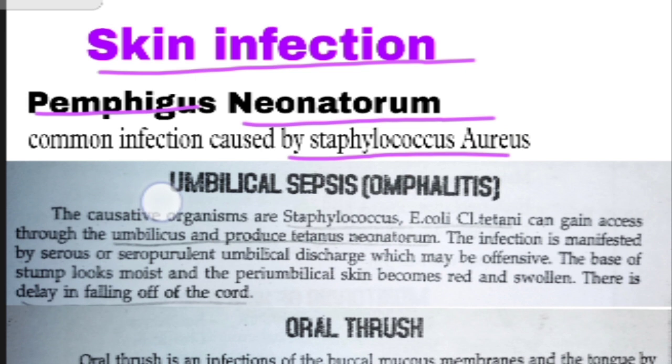Next, umbilical sepsis. This is infection and inflammation in the umbilical region. The bacteria that cause this condition are Staphylococcus, E. coli, and tetanus. Because of this condition, there will be a discharge in the umbilicus. And this condition even delays the fall of the cord from the umbilicus.